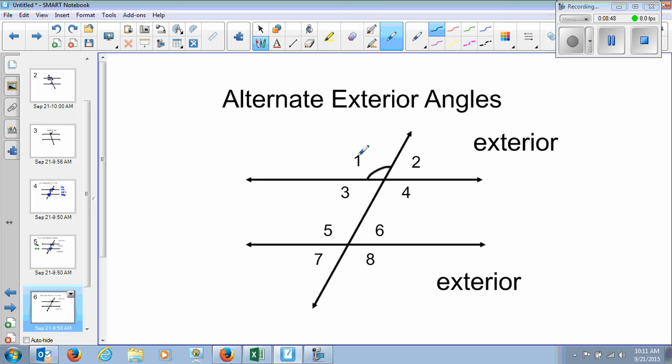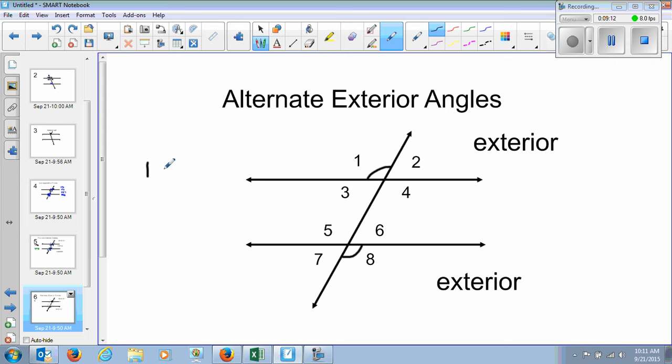So 1, and then I want the other side of the line to make it alternate, but I also want it to be on a different parallel line. So 1 and 2 are not alternate exterior. It has to be on a different parallel line. So angle 1 and angle 8 down here are going to be alternate exterior angles. And look, they pretty much look the same because they are exactly congruent.